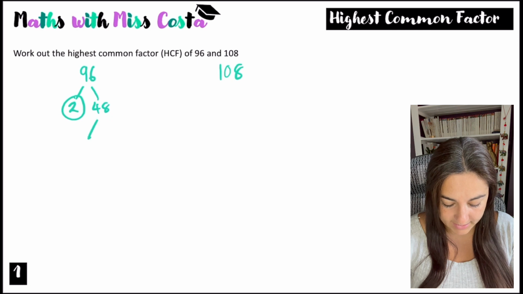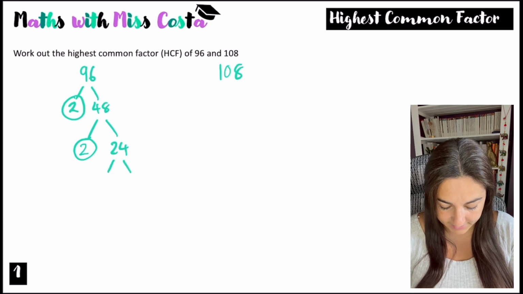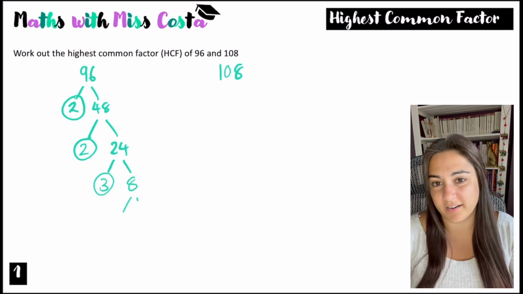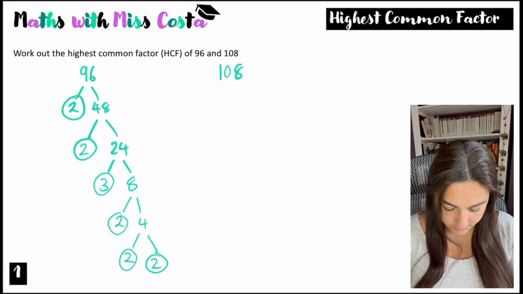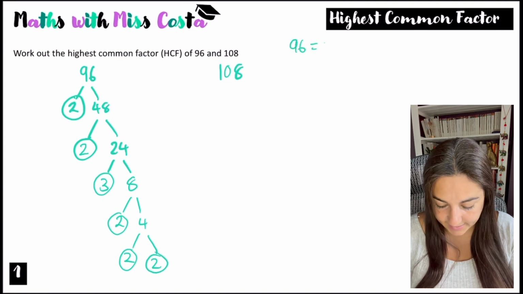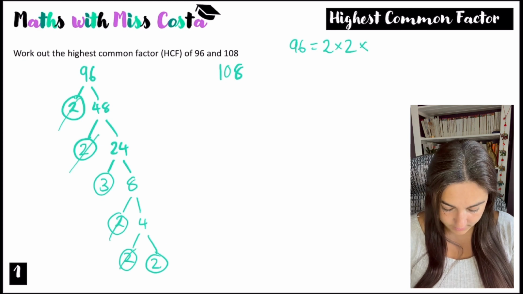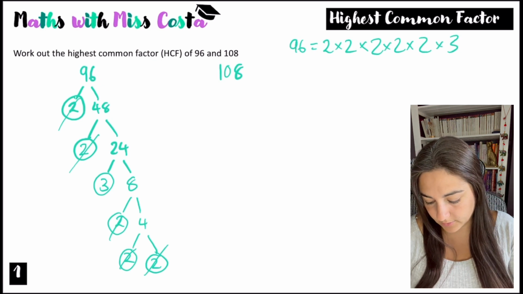Well, 2 times 48. 2 is a prime number, so I circle it. What two numbers multiply to make 48? 2 times 24. 2 is prime, so I circle it. What about 24? I could go rogue and go 3 times by 8, or I could have done any two numbers. And then how do I make 8? Well, that's 2 times by 4 and 2 times by 2. Okay, so 96 as a product of its primes would be 2 times 2 times 2, 2, 2 times by 3.